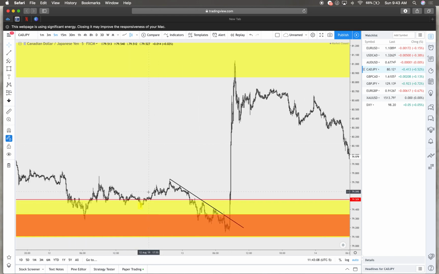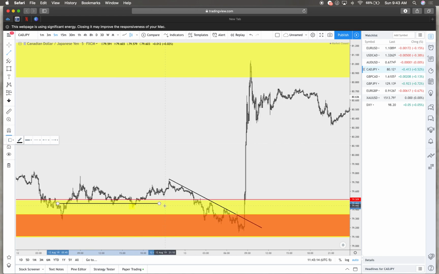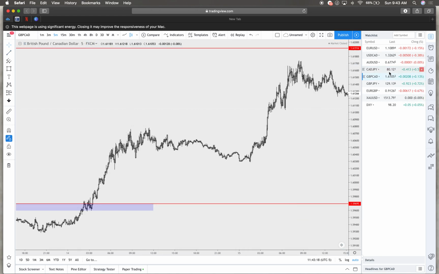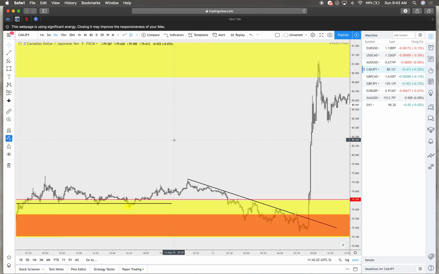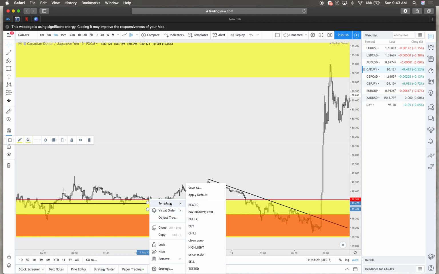give me an entry. Looking through it, the only major entry I would see is a break and retest with the, I don't know if you guys can see this, but let me fix CAD JPY and find this back. Alright, so the break and retest of this level right here, this could have given me a sell. Let me highlight this area so you guys can see properly.